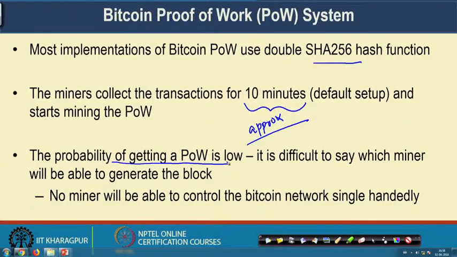So, that level of randomization is supported by the Bitcoin consensus protocol, which is the proof of work system. One point to note here is that in some literature this Bitcoin proof of work mechanism is also termed as Nakamoto consensus, based on the proposal that came from Satoshi Nakamoto. So, some people also term it as Nakamoto consensus.